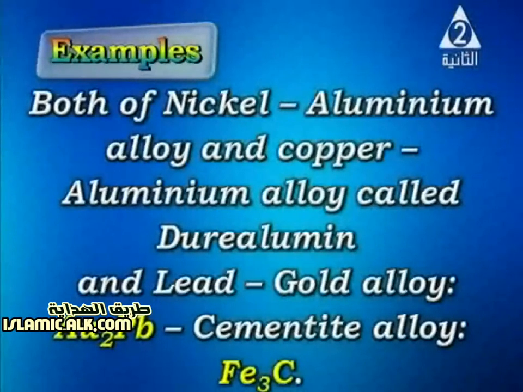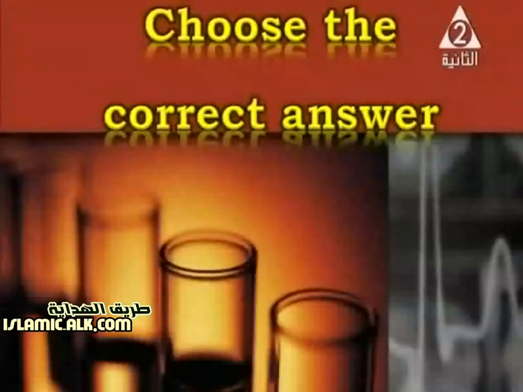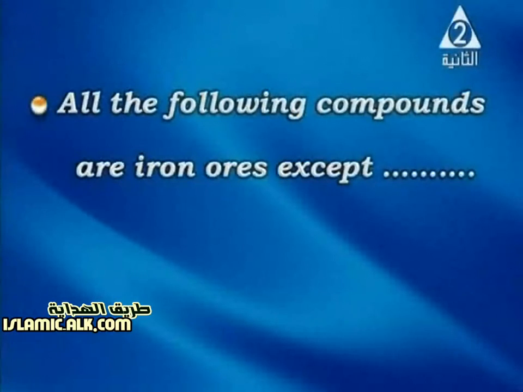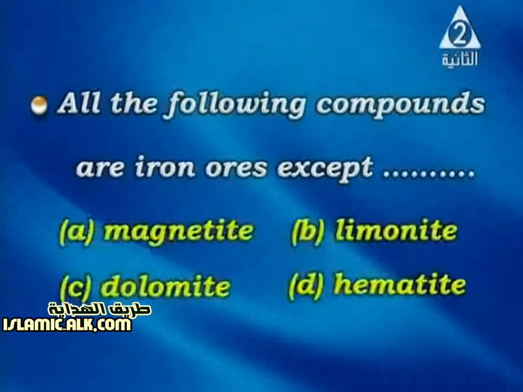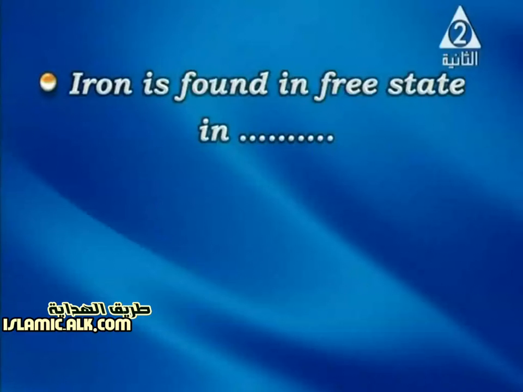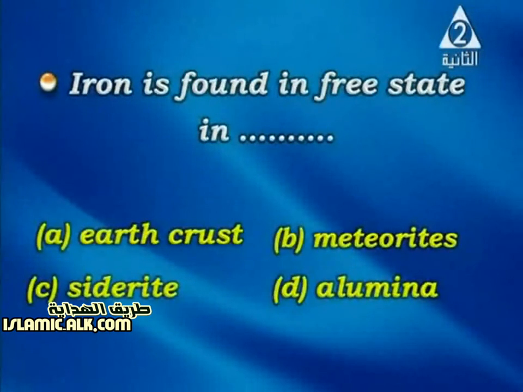So choose the correct answer. All the following compounds are iron ore except what? Magnetite, limonite, dolomite, hematite. If you think about it, my dear student, you will find the answer is dolomite. Next one, iron is found in free state in what? Earth's crust, meteorites, siderites, alumina. If you think about it, yes, it will be meteorites.